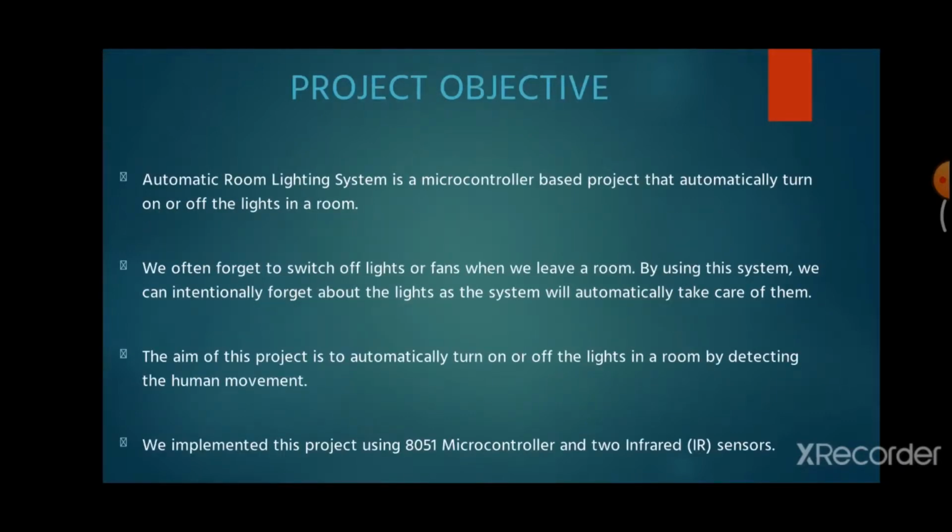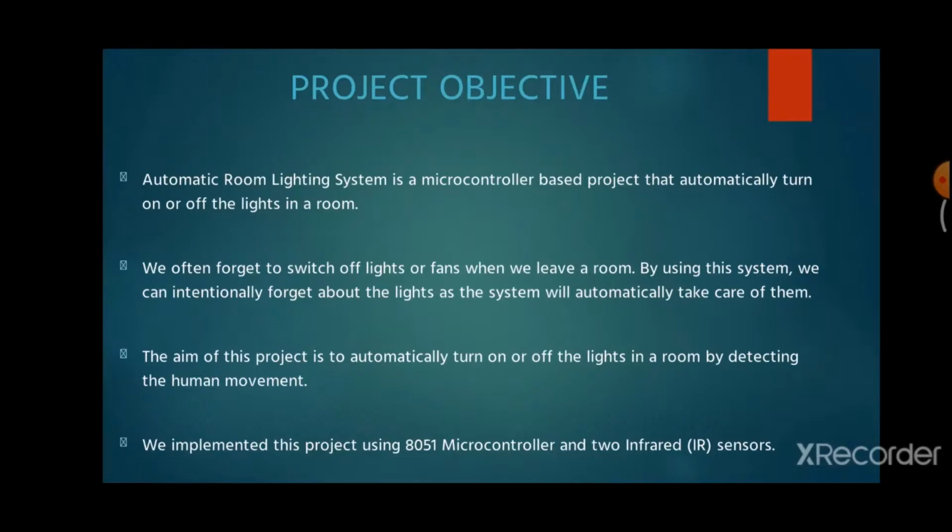The objectives of our project are: Automatic Room Lighting System is a microcontroller based project that automatically turns on or off the light in a room. We often forget to switch off lights or fans when we leave a room. By using this system, we can intentionally forget about the light as the system will automatically take care of it.